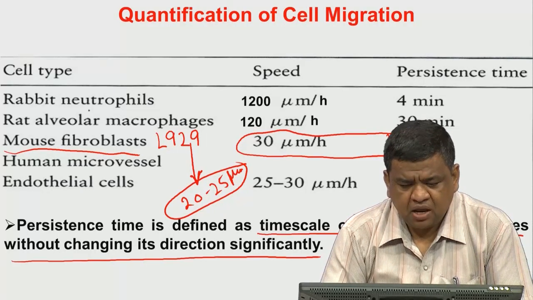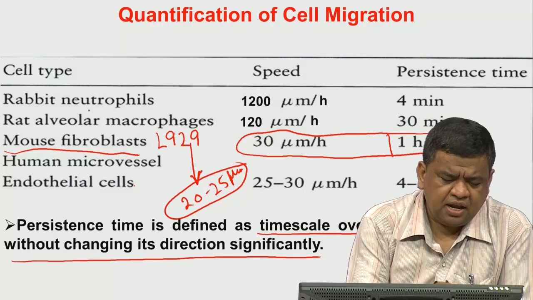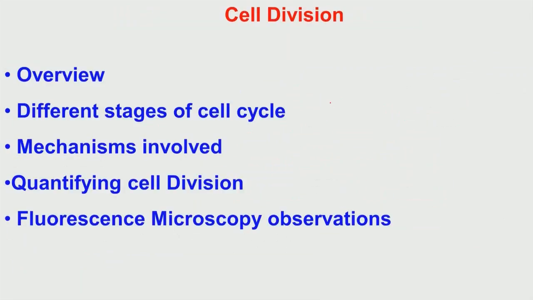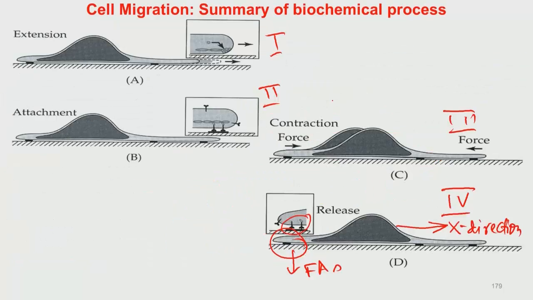Some of the other numbers: endothelial cells have a cell migration speed similar to L929 mouse fibroblast cells, 25 to 30 micrometer per hour, and persistence time is a little longer, 4 to 5 hours. Persistence is fairly short for rabbit neutrophils, about 4 minutes, simply because they also have an extremely high speed compared to L929. The speed is about 1.2 millimeter per hour. That means it can go over a millimeter in a 1 hour time frame. So, this is enough on cell migration.